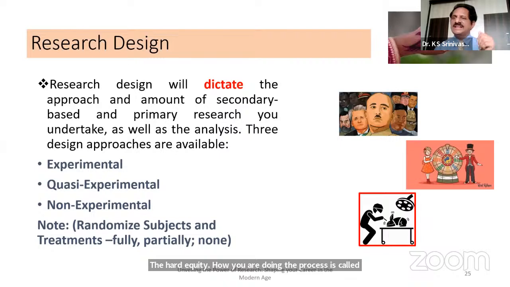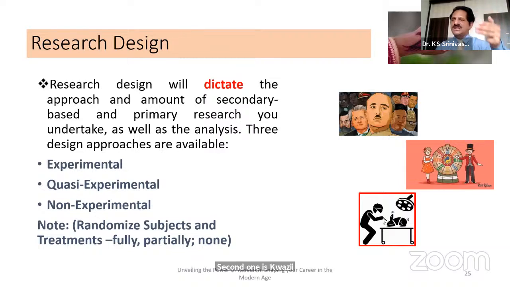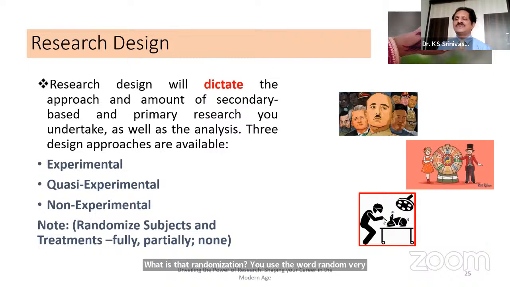The process can be experimental. Second one is quasi-experimental. Third one is non-experimental. In all these three types of research design, only one factor varies. What is that? Randomization. You use the word random very frequently, but there's an actual meaning of randomness in research. If both the subject and the treatments are connected with random procedures, it is called experimental, fully random experimental.